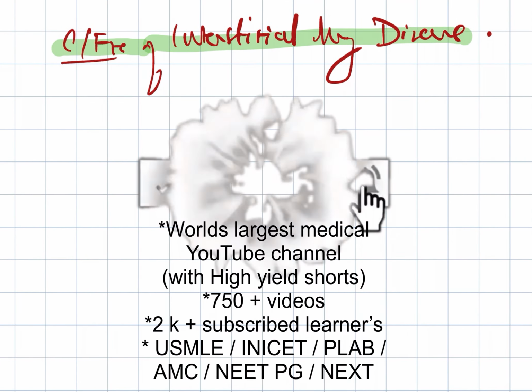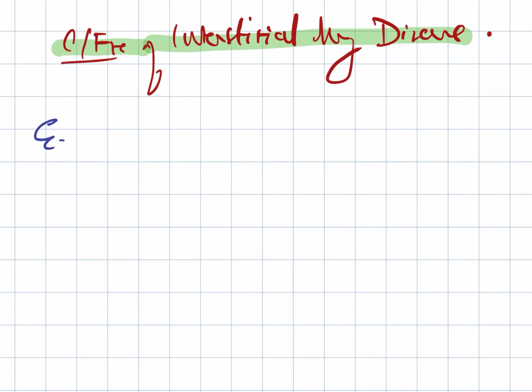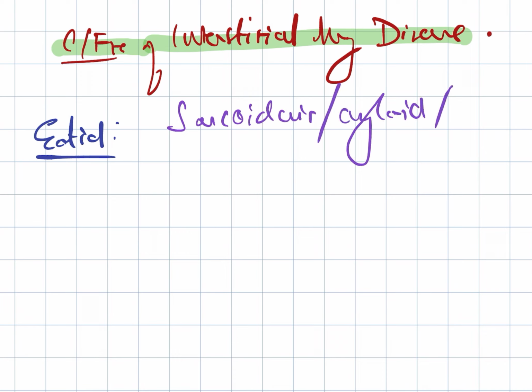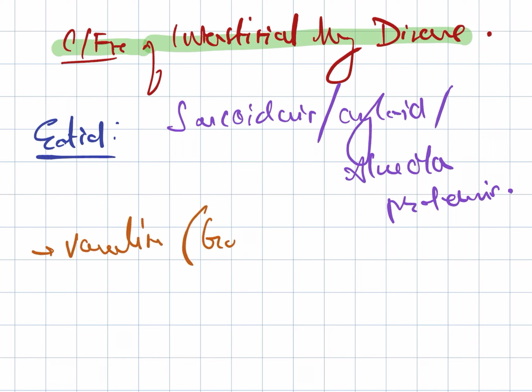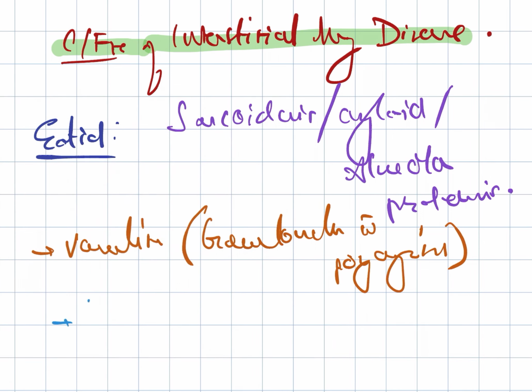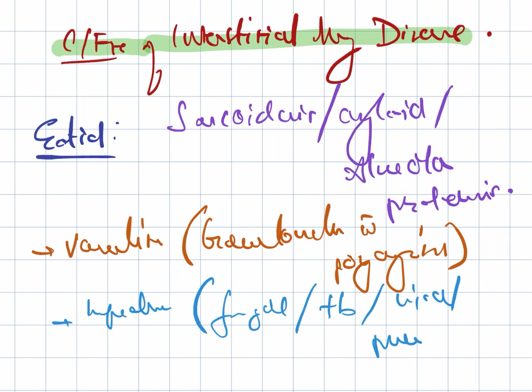Clinical features of interstitial lung disease. So firstly, looking at the common etiology, that are the causes. It can be due to sarcoidosis, amyloidosis, alveolar proteinosis. Can be due to the vasculitis, example the granulomatosis with polyangiitis. Next, it can also include the infections, example the fungal, the TB, that's tuberculosis, as well as the viral pneumonia.